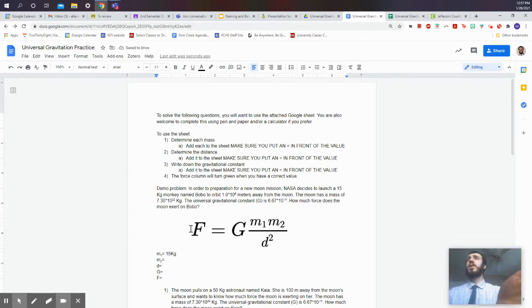Okay, now, if mass 1 is Bobo, mass 2 has to be the moon. Here it says the moon has a mass of 7.30 times 10 to the 22nd kilograms, so I'm going to write 7.30 times 10 to the 22nd. All right. The universal gravitational constant, G, is 6.67 times 10 to the negative 11th. So I can always put that in for G.